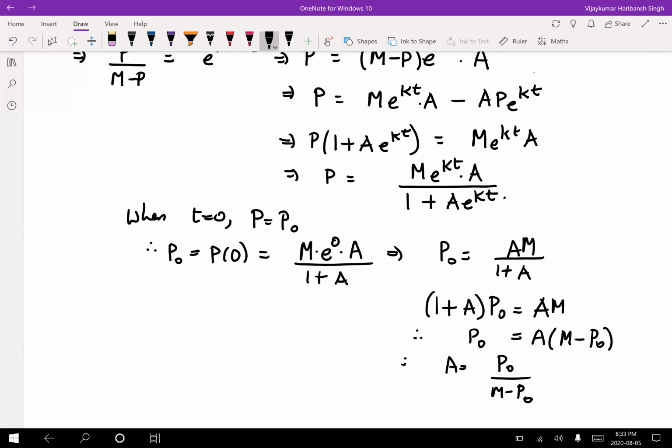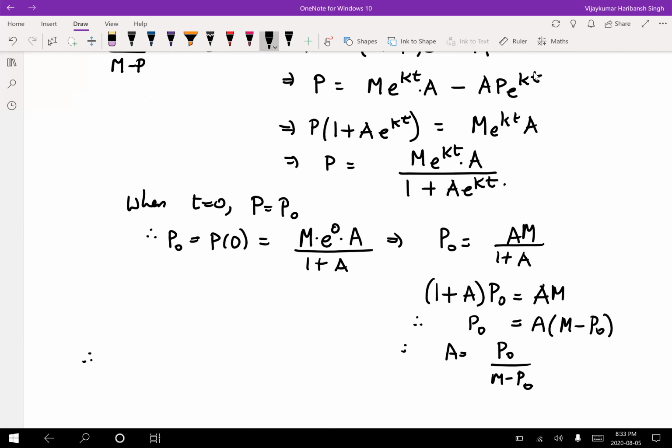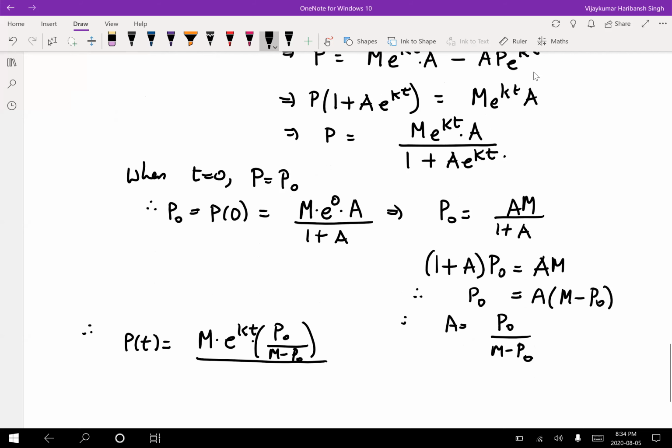So we get, therefore, P of t equals m e to the power kt a, which is P0 over m minus P0, divided by 1 plus P0 over m minus P0 times e to the kt. So this is your solution.